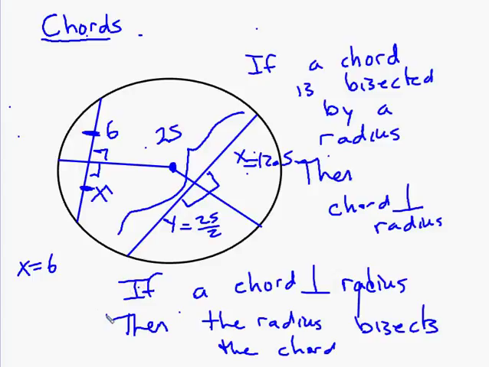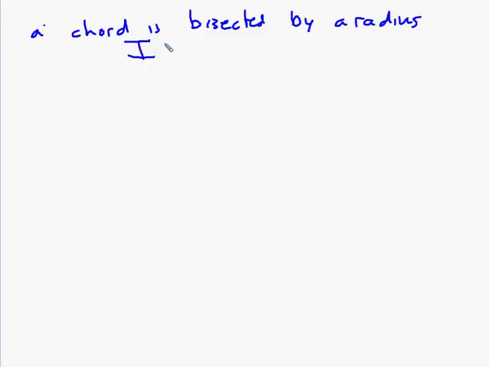Okay, so you could say a chord is bisected by a radius if and only if they are perpendicular. That would be a shorter way to write those two things. So we could write that a chord is bisected by a radius if and only if the chord is perpendicular to the radius. So that summarizes what we just talked about.